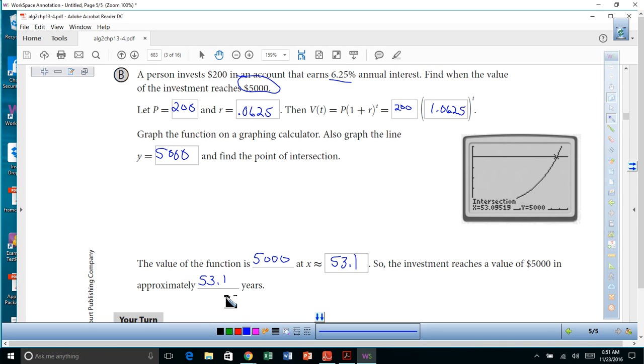Now, how in the world can I tell how to set my calculator up? Well, you want to know when it reaches $5,000, right? So your y-axis has got to be greater than $5,000. And as far as your x, you kind of got to guess a little bit, and you may not get it right. You might have to do it a time or two.